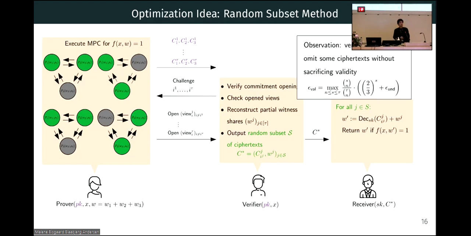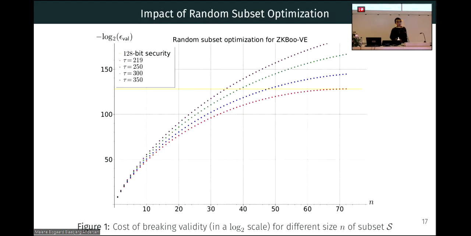So the impact is sometimes significant. For example, if you instantiate the verifiable encryption with zkBoo, so if you look at this graph, then the original number of parallel repetitions is 219 in order to achieve 128-bit security. But actually, you can safely discard more than 2/3 of the ciphertexts while keeping the 128-bit security. So this significantly reduces the ciphertext size.